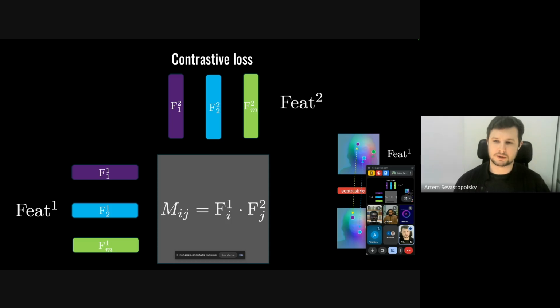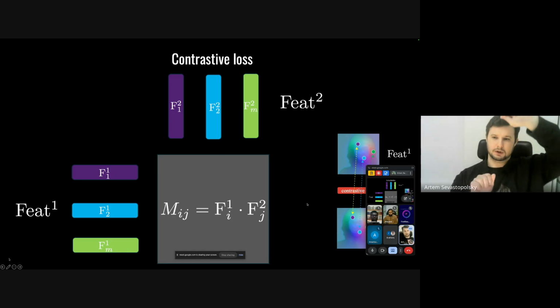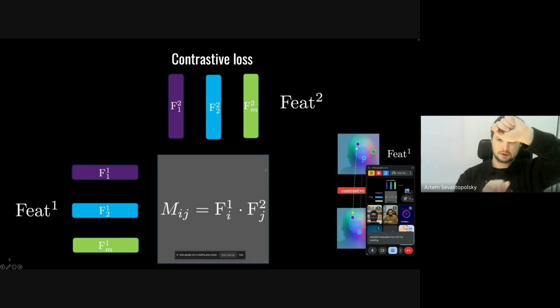We take the embeddings estimated by the network for these points. For the first image, they are feature 1, and for the second, they are feature 2. And we calculate a gram matrix. The gram matrix is this matrix M, and every cell is a dot product of the corresponding feature here and there. More intuitively, we calculate the dot product of embeddings. If it's on the diagonal of the matrix, it means we calculate the dot product of the matching points. If it's outside the diagonal, we calculate a dot product between the point and another point, which is not matching it.